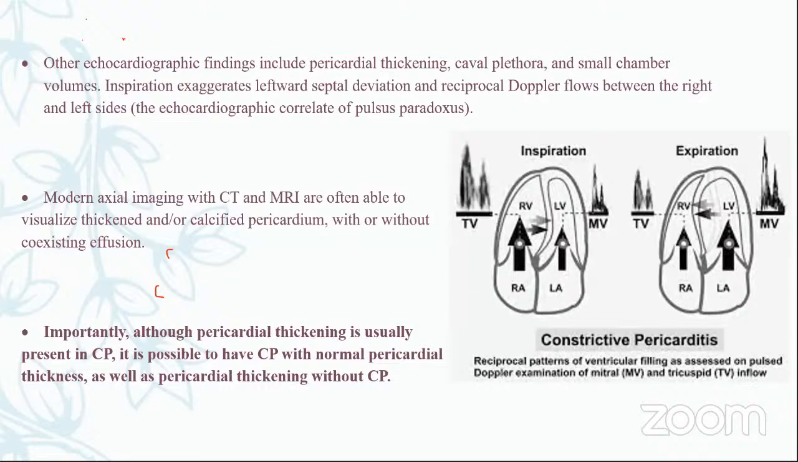Through Doppler echo, we can also see reciprocal Doppler flow between the right and left sides through the tricuspid and mitral valves, and this correlates with the Valsalva paradox. Modern axial imaging with CT and MRI is often able to visualize the thickened and/or calcified pericardium, with or without coexisting effusion. Importantly, although pericardial thickening is usually present in constrictive pericarditis, it is possible to have constrictive pericarditis with normal pericardial thickness, and sometimes there is pericardial thickening without constrictive pericarditis.